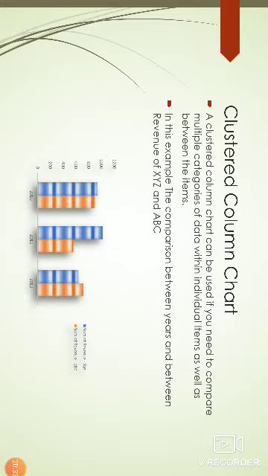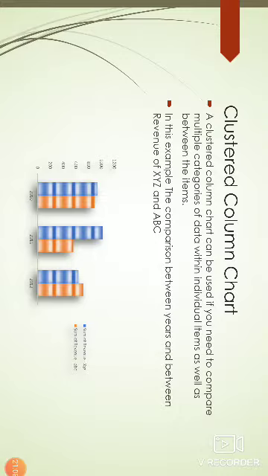The next one is the clustered column chart. A clustered column chart can be used if you need to compare multiple categories of data within individual items as well as between the items. Here the example is the comparison between years and between the revenue of XYZ and ABC: sum of revenue XYZ and sum of revenue ABC.